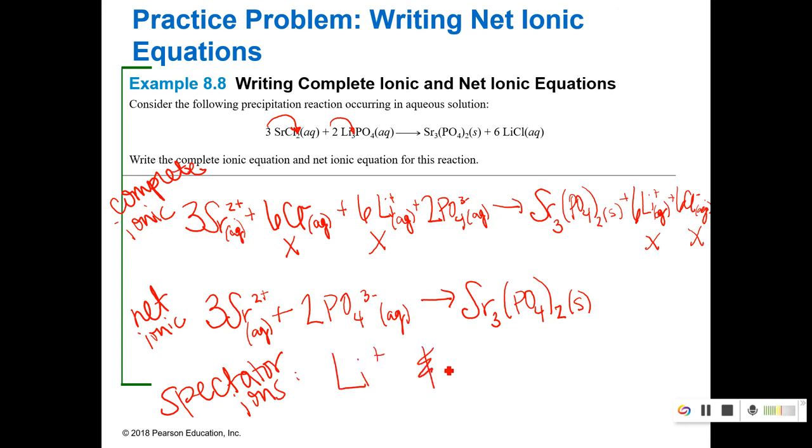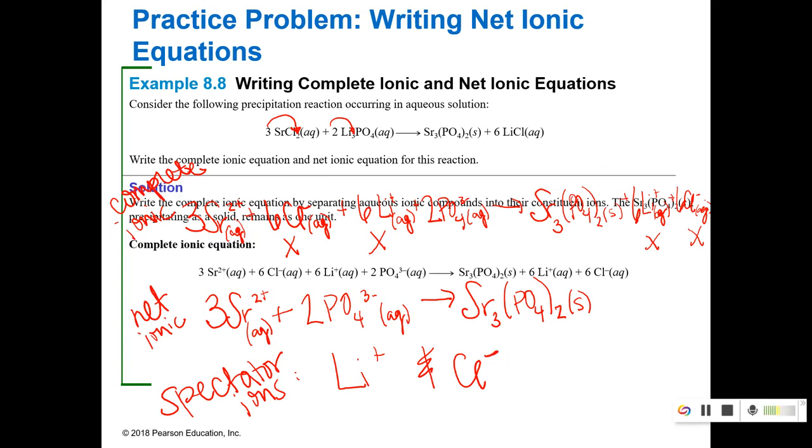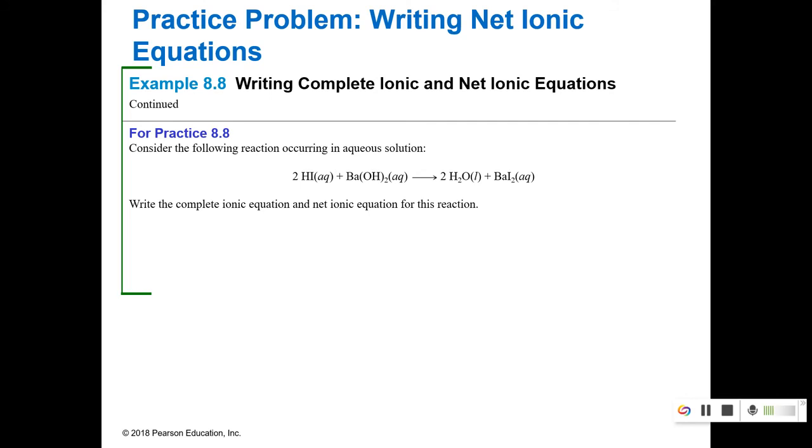Li plus, Cl minus. Okay, if y'all have any questions, please let me know. We're going to do a couple more. Okay, again, they gave us the molecular. So I've got 2H plus 2I minus. I'm going to leave out the AQ, but on Mastering Chemistry, you are going to need to go ahead and put those AQs in there.